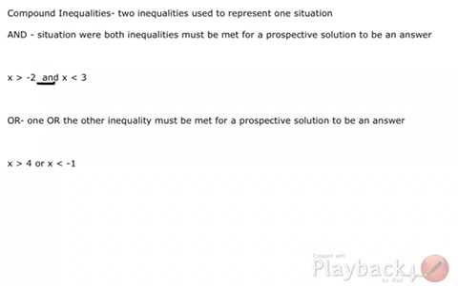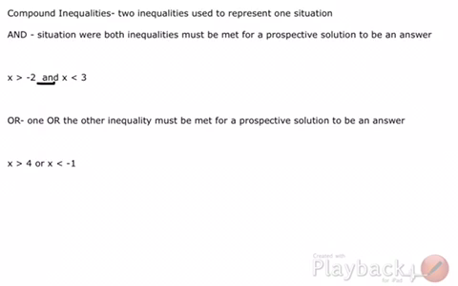So, for instance, if I told you that my weight was greater than 150 pounds and my weight was less than 200 pounds, you would know that if I said 175 pounds, that could be a possible answer for my weight because it's both greater than 150 pounds and less than 200 pounds. But if I told you my weight was 120 pounds, then you would know that that wouldn't be a possible answer because it's not greater than 150 pounds. So in an AND situation, both inequalities must be met.